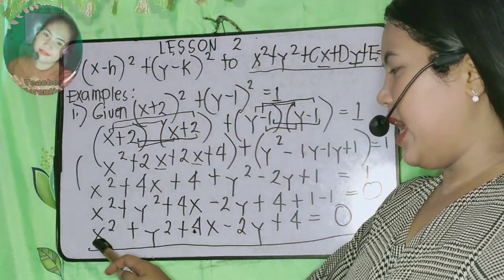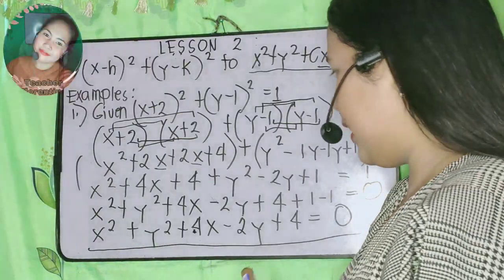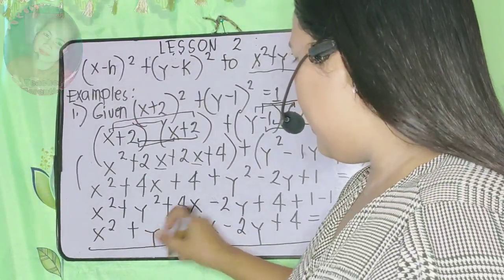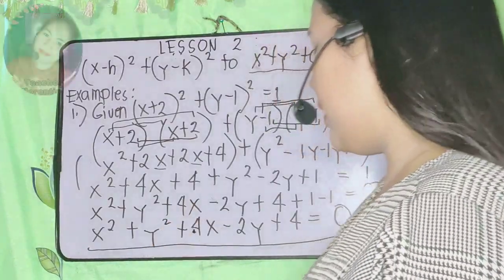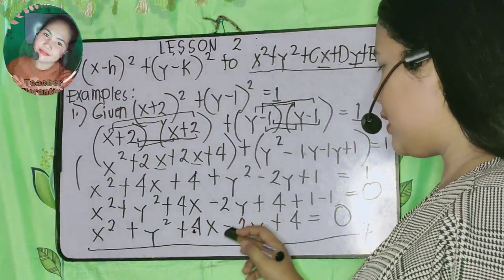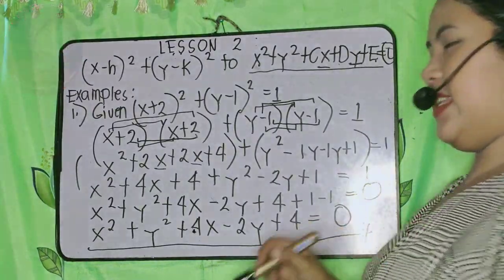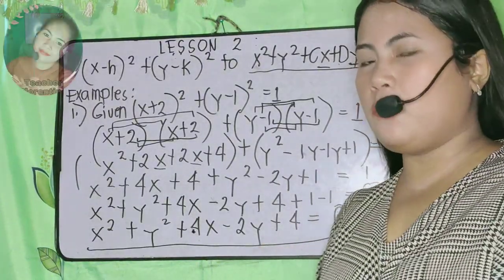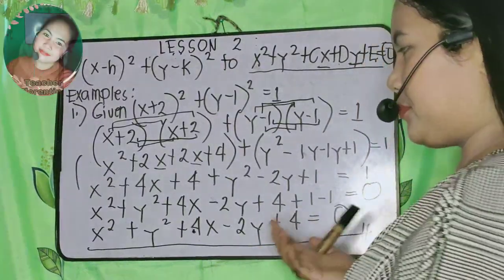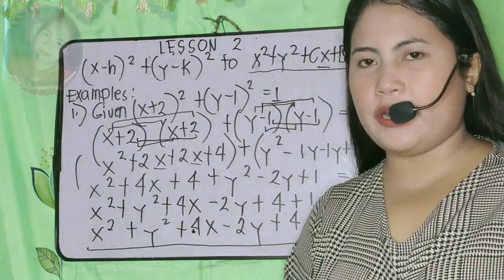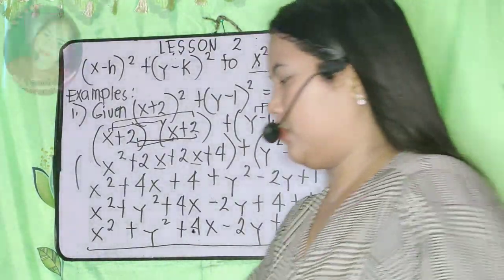Our answer will be x squared plus y squared. So, itaas ko ito medyo mababa. Okay, so x squared plus y squared plus 4x minus 2y plus 4 equals 0. So, this is our final answer. Okay, class? So, I hope we are clear. Then, let's proceed to our example number 2.